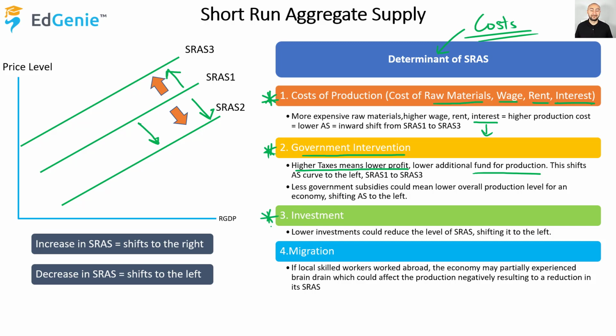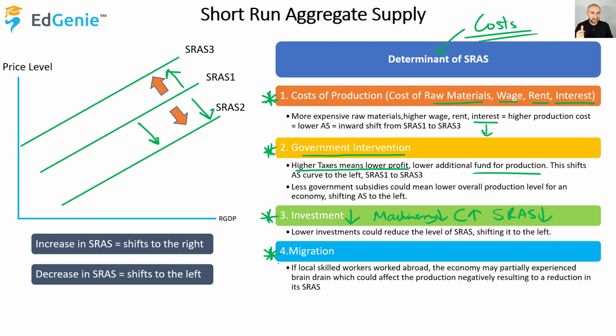Thirdly, we have investment. Lower investment could reduce the level of SRAS. Why? If investment falls, remember I is part of aggregate demand, that means you're spending less on things like machinery. Let's say a combine harvester for a farmer: if you're not investing in one, what's that going to mean for the cost of picking the barley, the wheat or the rice from the fields? It's going to take a lot longer, and you'll have to hire a lot more people, which is going to cost you a lot more. Therefore costs go up, and short run aggregate supply is going to go down, another inward shift.